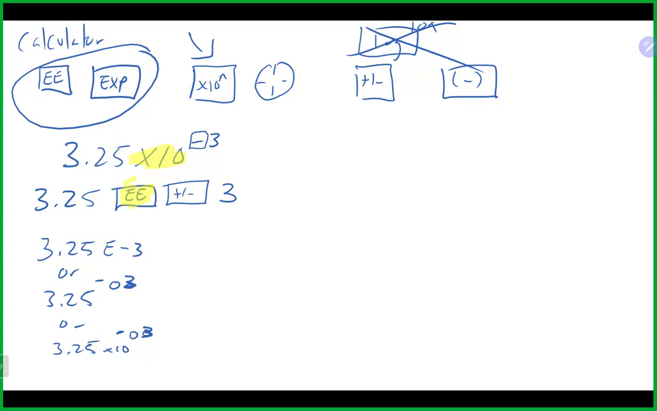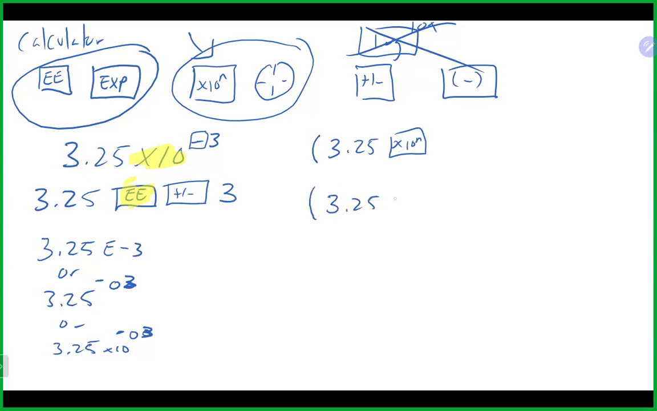Now, if you have the other calculator, the one with this combination, the two-tone, you basically just do the same thing, except in my experience, the way those calculators are programmed, you have to put parentheses around every number that you put in. So how you would do that is you would open a parentheses. You would put 3.25. You would hit your exponent button. And on your calculator, it looks something like this. Parentheses 3.25 times 10. And you will have a blinking cursor right up there on top.